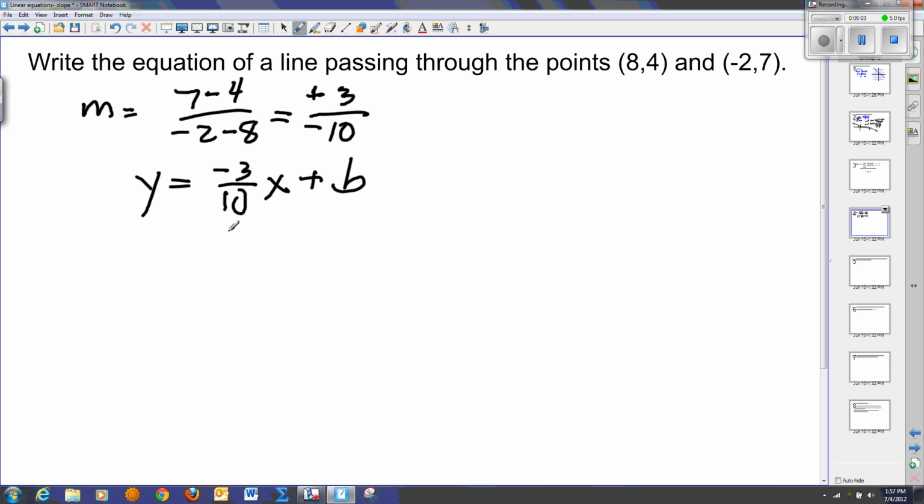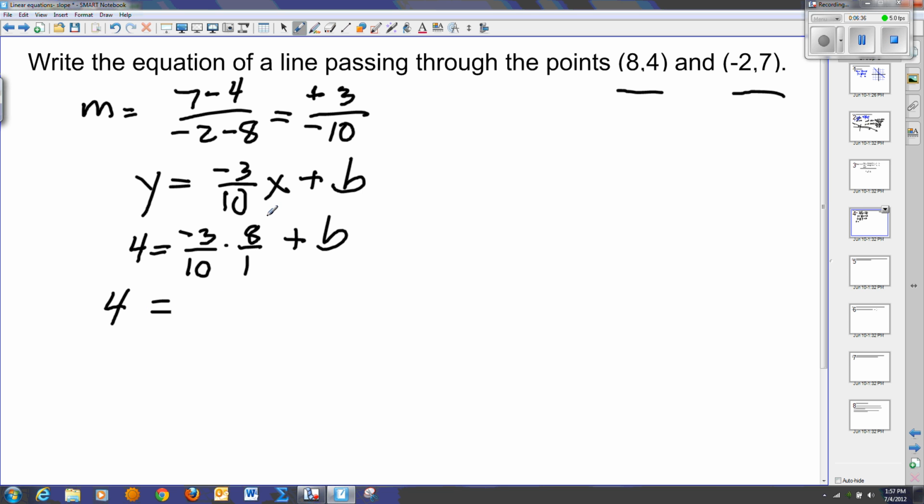Next, I'm going to have to find out the value for b. To do this, I can take either of the two points, the 8 and the 4, or the negative 2 and the 7, and plug them in for x and y. It really doesn't matter, so I'm going to take the 8 and the 4 since it's first. So 4 is my y value. That equals negative 3 over 10 times 8. It's really 8 over 1, so I'll just put that for kicks, plus b. These will reduce out.